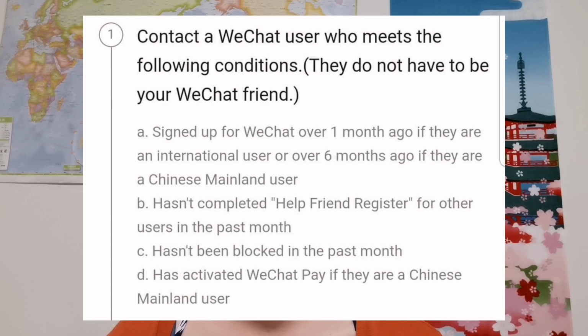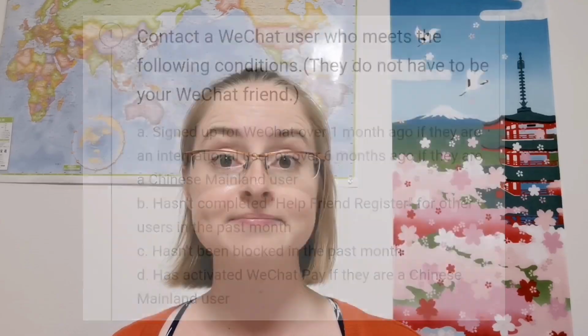Okay, so back to how to verify your WeChat account. Just a quick reminder of the requirements for the person who's verifying you. They need to have had WeChat for at least 1 month, or if they are Chinese, they need to have WeChat for at least 6 months. They need to have not verified anyone else in the past month. They need to have not been reported for any malicious content or spam on WeChat. And if they're Chinese, they also need to have linked up their Chinese bank account and had their ID verified.